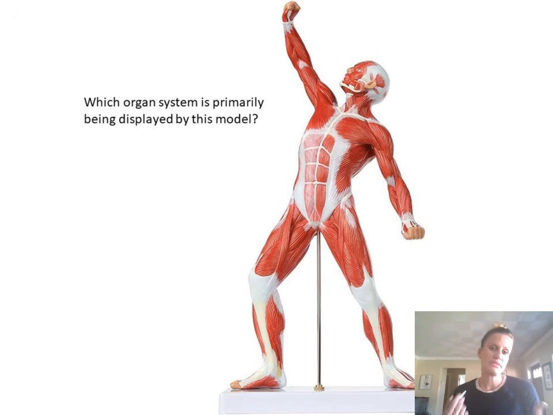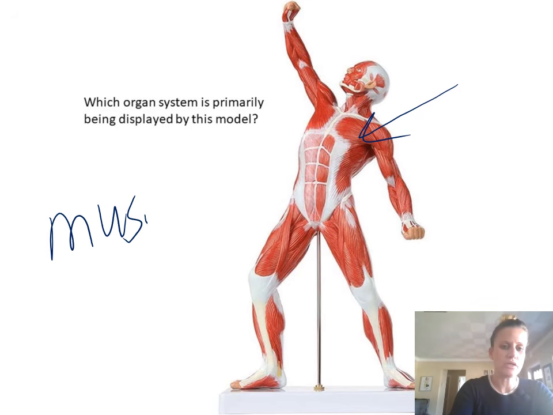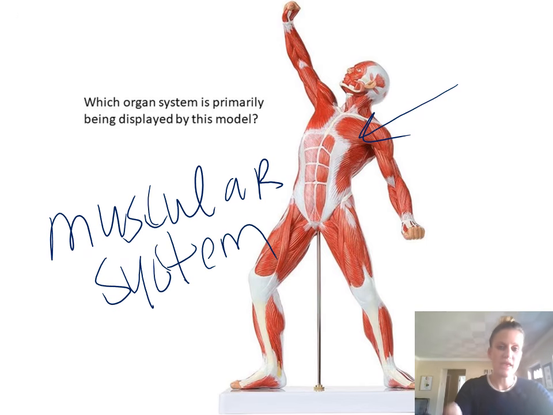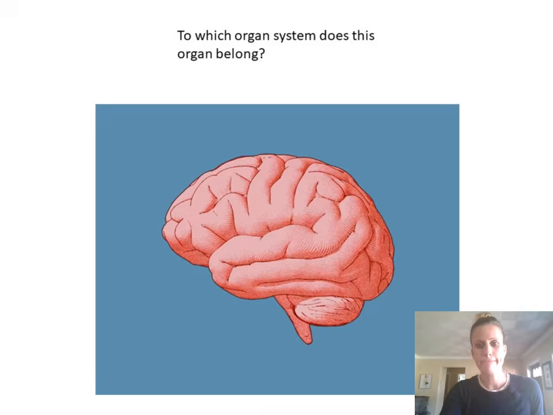What organ system is primarily being displayed by this model? You guys are supposed to learn the organ systems. There are 11 organ systems, like the respiratory system, the urinary system, the reproductive system, etc. This model is showing you a bunch of muscles, right? A bunch of muscles are in the muscular system. If I showed you a bunch of bones, like the skeleton, that would be the skeletal system. If I showed you the GI tract, like the stomach and the intestines, that would be the gastrointestinal system or the digestive system. This is the muscular system.